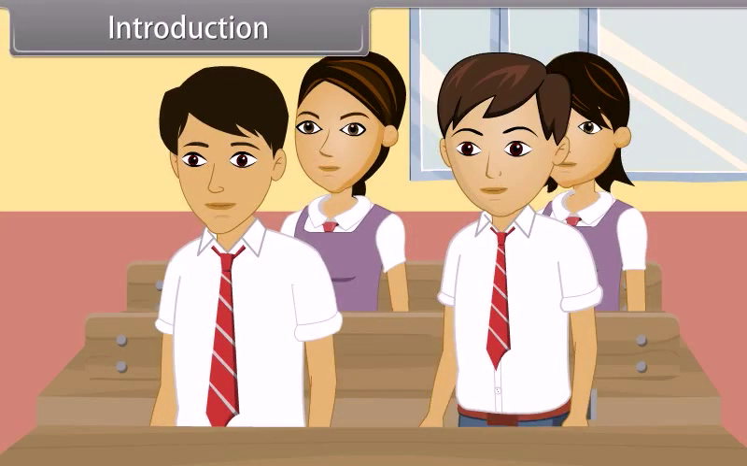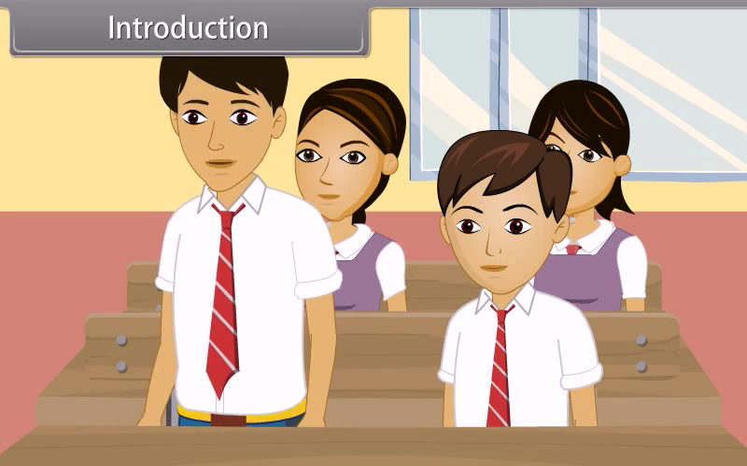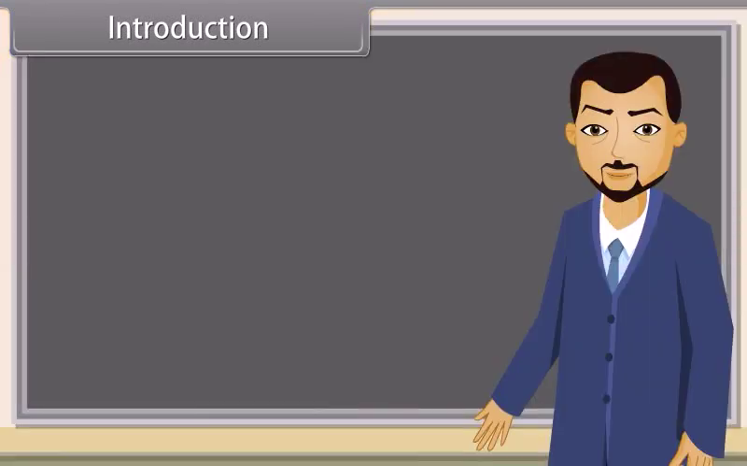Good morning, teacher. Good morning, students. Who will tell me when the function is said to be continuous? Sir, a function is said to be continuous if the right-hand limit, left-hand limit and the value of function all are equal. Very good, Ishan.